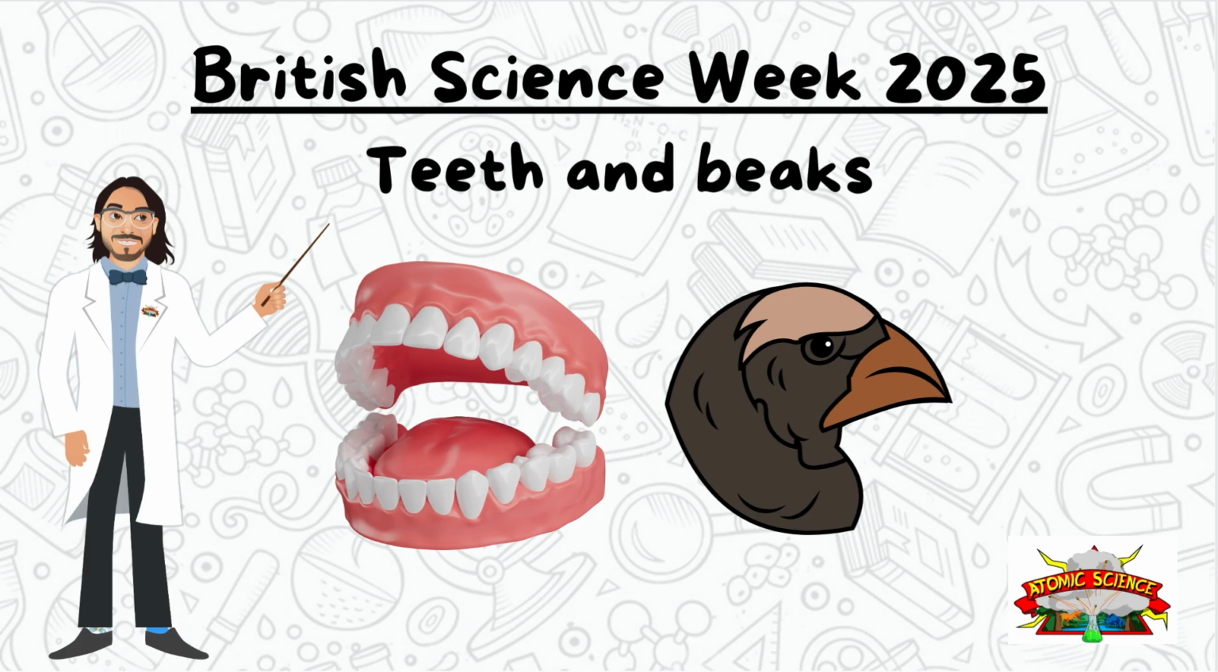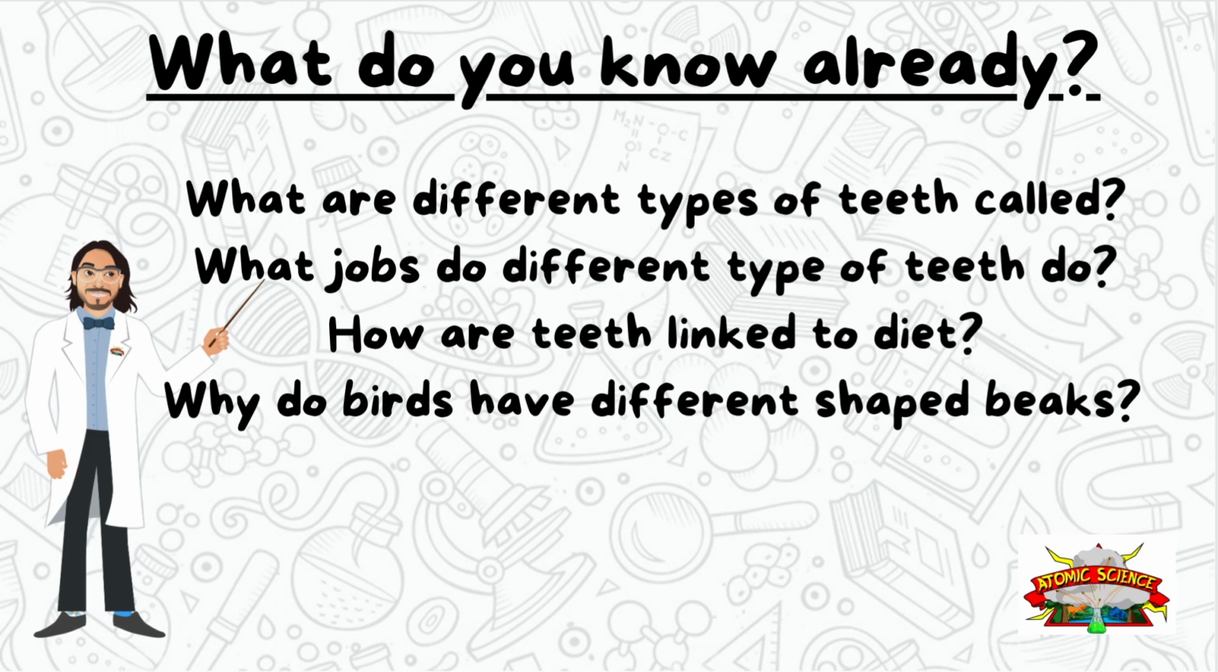The focus for today's British Science Week 2025 session is teeth and beaks. So what do we know about teeth and beaks already? Have a little think about that. Are all teeth the same? What are different kinds of teeth called? What jobs do different kinds of teeth do? And how can teeth be linked to your diet? Why do birds have different shaped beaks? Have a think about this, or if you can, share ideas with somebody that you're with.